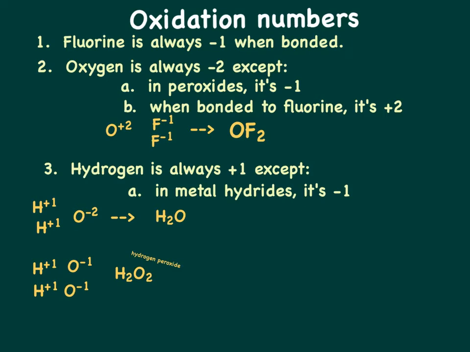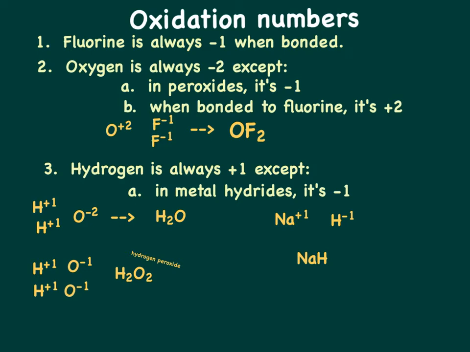Now, if hydrogen were to bond to sodium, which is a metal, it'll have an oxidation number of a -1. And our sodium will have an oxidation number of a +1, just like a sodium ion has a +1 charge. And so the formula for sodium hydride then would be NaH.